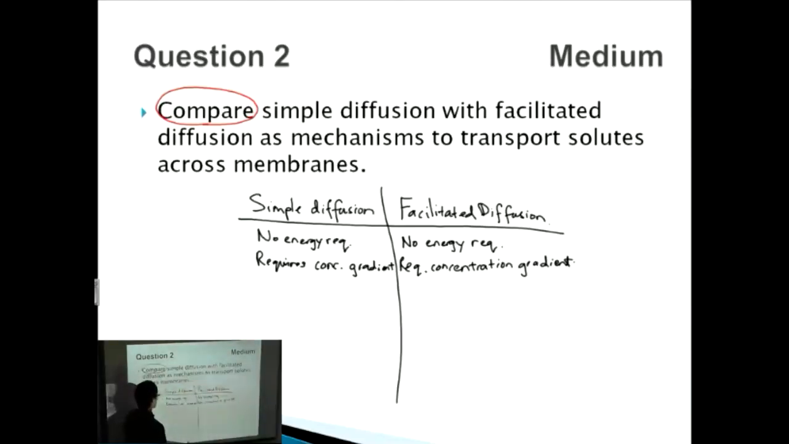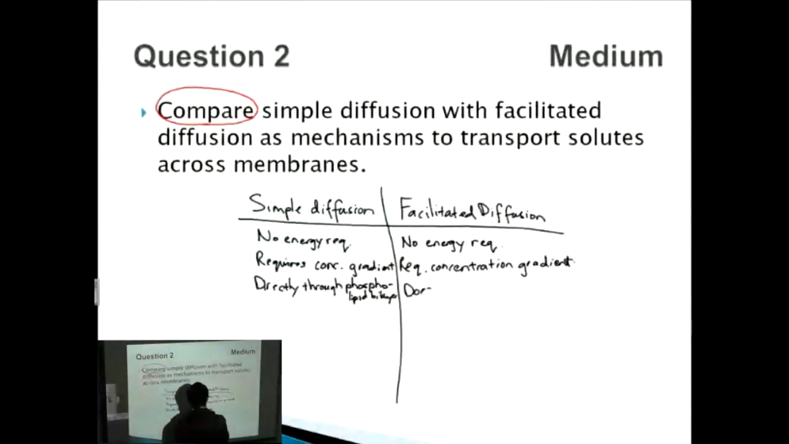So we've talked about the similarities. Now let's talk about the differences. So simple diffusion goes directly through the phospholipid bilayer, whereas facilitated diffusion does not go directly through the phospholipid bilayer. Okay?